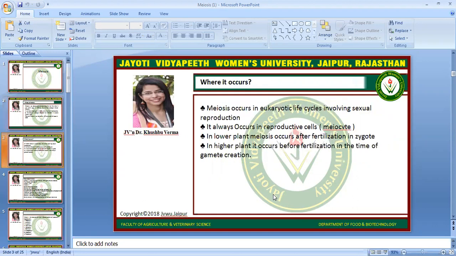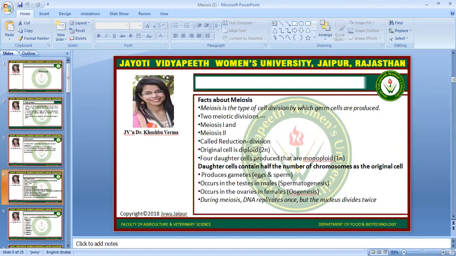Where does it occur? Meiosis occurs in eukaryotic life cycles involving sexual reproduction. It always occurs only in reproductive cells. In lower plants, meiosis occurs after fertilization in zygotes. In higher plants, it occurs before fertilization, at the time of gamete formation.